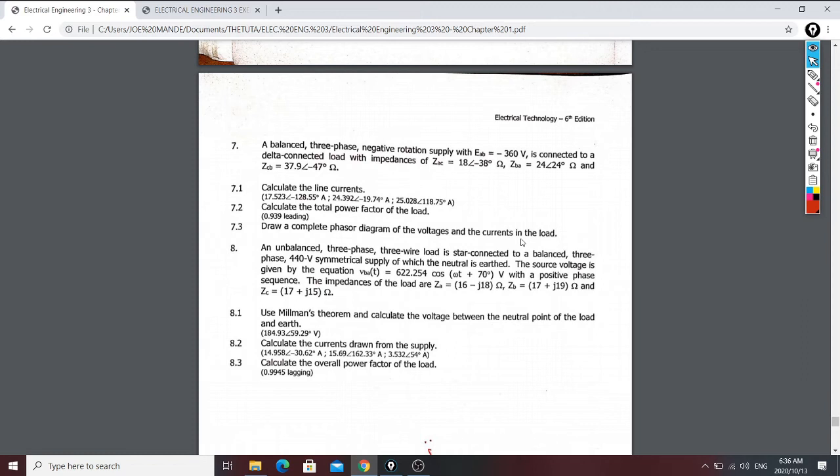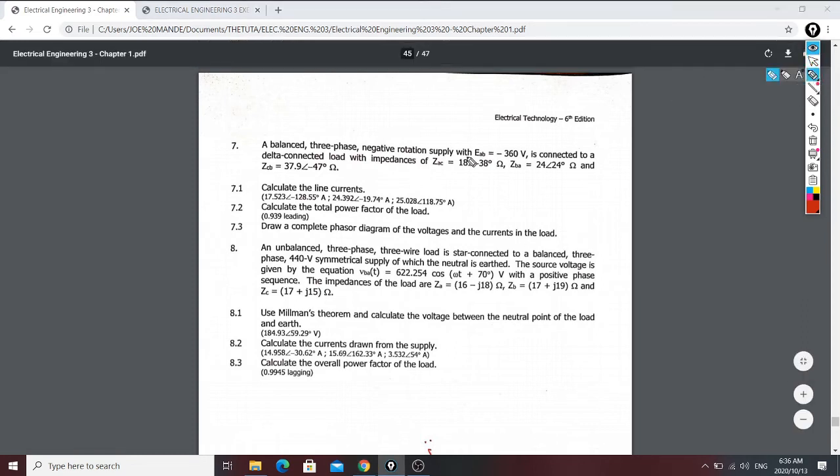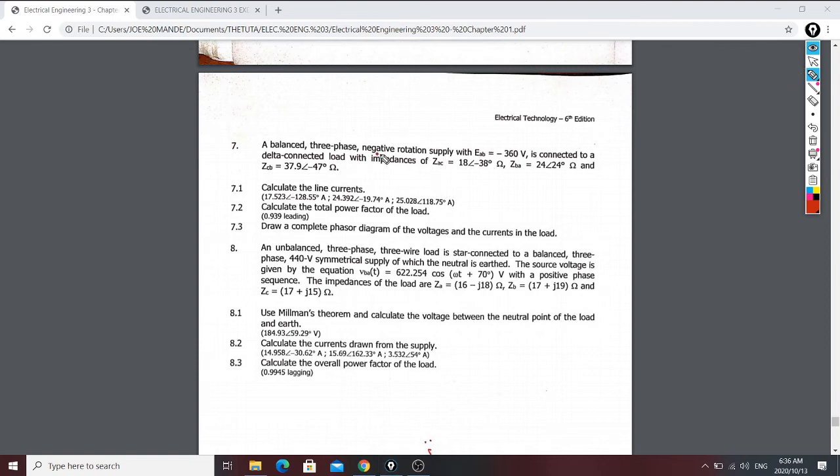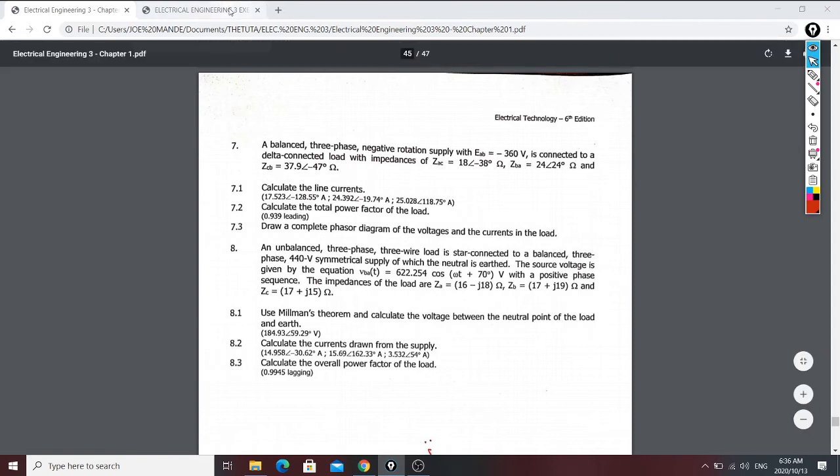So as you can see in question 7, they say a negative rotation, which means it's a negative phase sequence. Our supply is minus 360. You know already what to do with it. And then they give us our impedance, but they say we must calculate the line current. So how do we solve it? We must calculate as well the load power factor, the total power factor of the circuit. So you go into your paper.